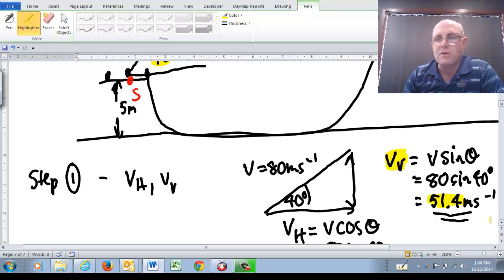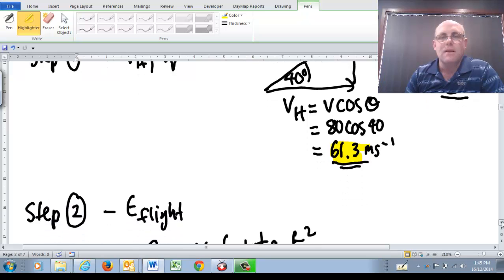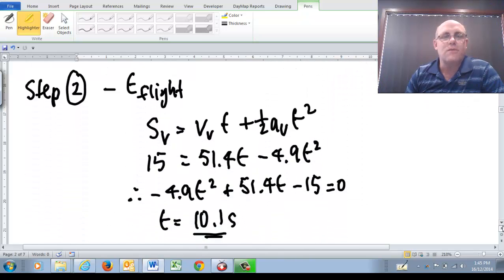To work out our horizontal component, we use V cosine theta, and that works out to be 61.3 using that formula. So even if it doesn't ask you to find that, you can't actually work out your time of flight without working those two things out. Step 2 is to find your time of flight.